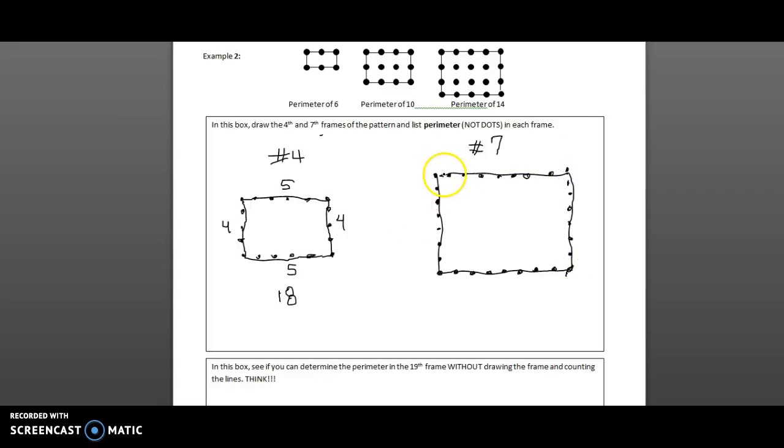So I'm counting the perimeter across the top here. I've got 1, 2, 3, 4, 5, 6, 7, 8. Along the side, it's 1, 2, 3, 4, 5, 6, 7. So the bottom will be 8. The side here will be 7. So I've got 15 and 15. So that's a total of 30.